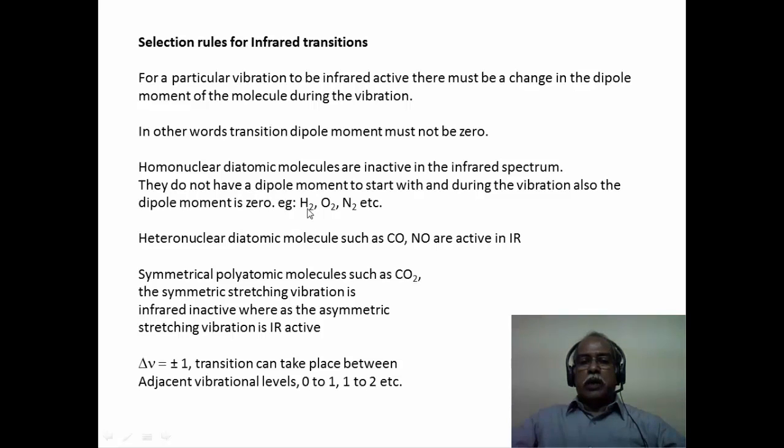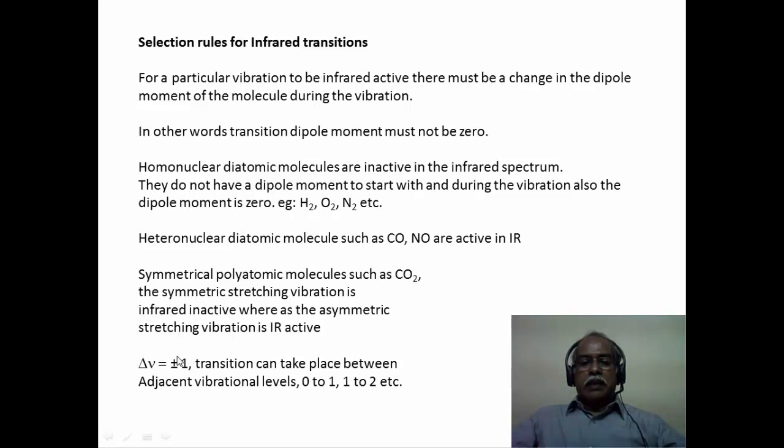So H2, O2, nitrogen and so on, these kinds of homonuclear diatomic molecules are inactive as far as infrared spectroscopy is concerned. Now, heteronuclear diatomic molecules, something like carbon monoxide, nitric oxide and so on, are active in the infrared because they have a permanent dipole as well as a change in the dipole moment when the stretching of the carbon-oxygen bond or the nitrogen-oxygen bond occurs. For symmetrical polyatomic molecules such as carbon dioxide, the symmetric stretching is infrared inactive, whereas the asymmetric stretching is actually vibrationally active, or IR active.